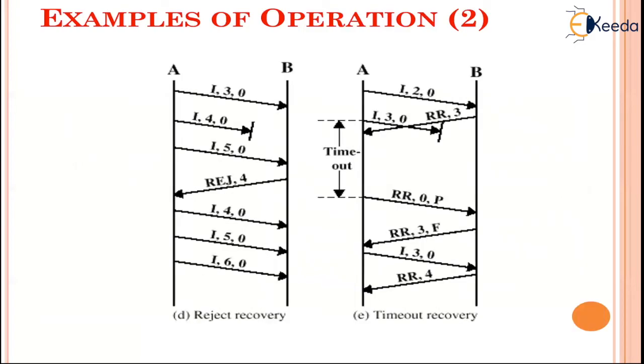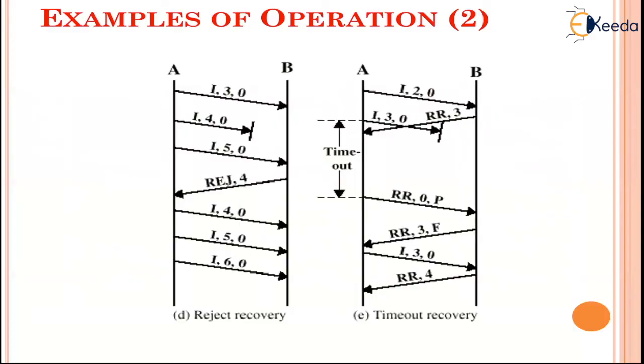An example of error recovery using the reject command is shown in figure D. In this example, A transmits I-frames numbered 3, 4 and 5. Number 4 suffers an error and is lost. When B receives I-frame number 5, it discards this frame because it is out of order and sends a reject with an NR of 4. This causes station A to initiate retransmission of I-frames previously sent, beginning with frame number 4. Station A may continue to send additional frames after the retransmitted frames.